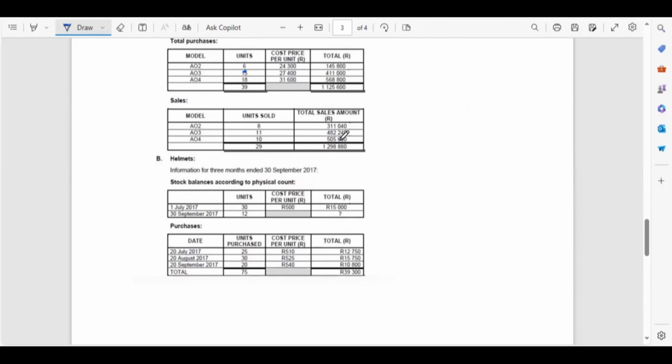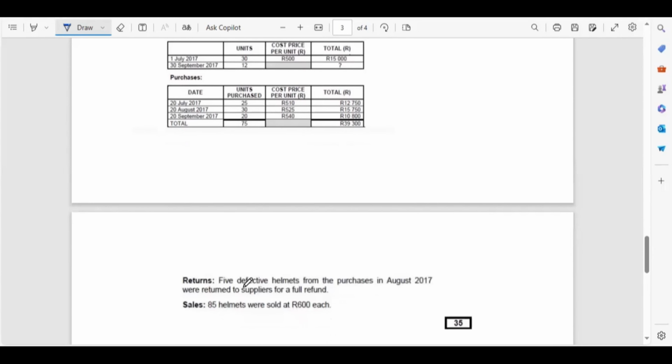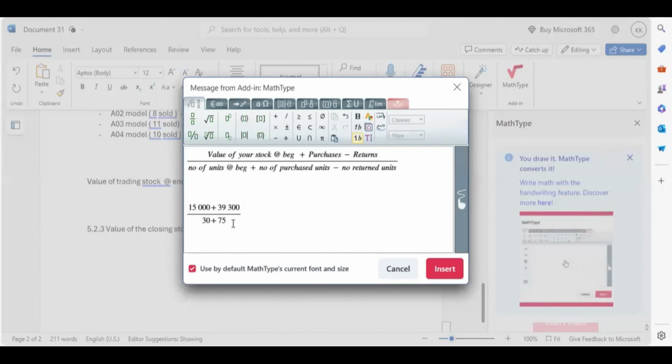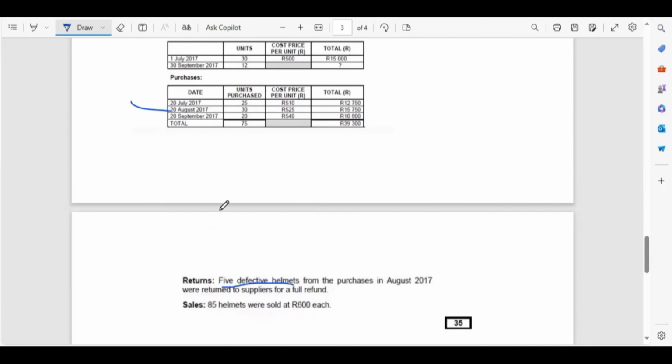Let's see if there were any returns. So five defective helmets, right, from the purchase in August 2017 were returned to the supplier for a full refund. So they were bought on August, right? Now there were five helmets which were returned. So here I'm going to need to subtract five. Now what is the value of those five? They were bought in August, right? Meaning that they were bought at the price of 525,000.